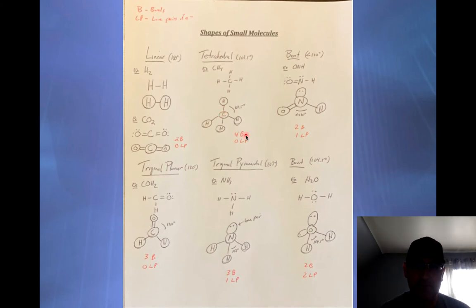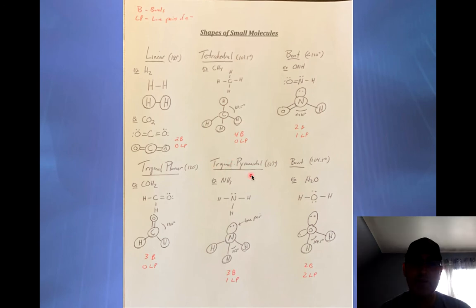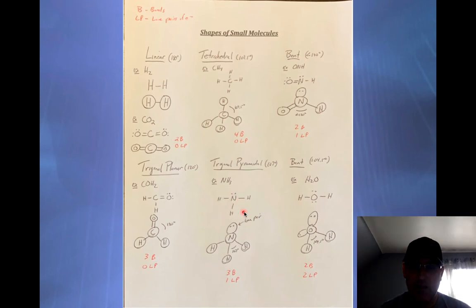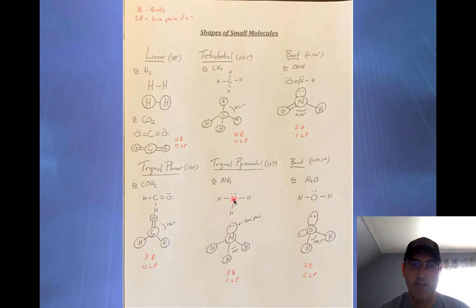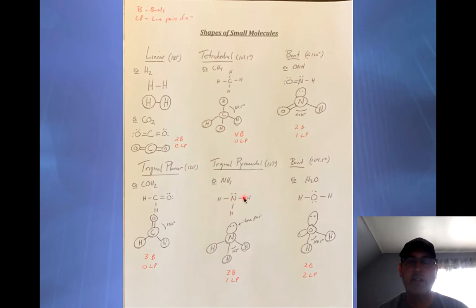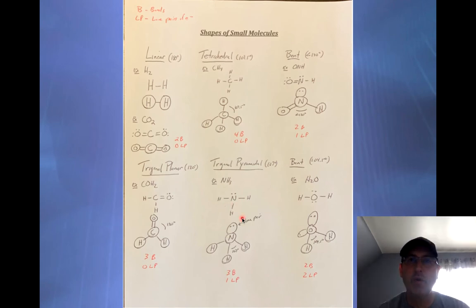Okay. Now, closely related to the tetrahedral shape is the trigonal pyramidal shape. So NH3 is an example of that. Here's your Lewis structure. You have nitrogen in the center with a lone pair, and your 3 single bonds, nitrogen to hydrogen. So when we examine this Lewis structure, we have 3 bonds to the central atom and 1 lone pair. So there's that 3B and 1 LP.